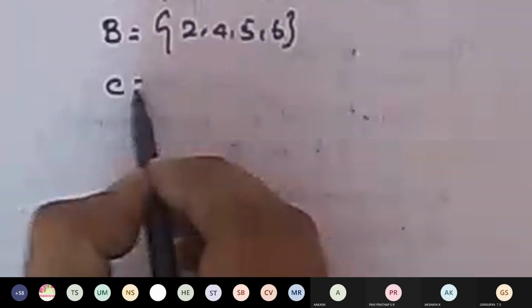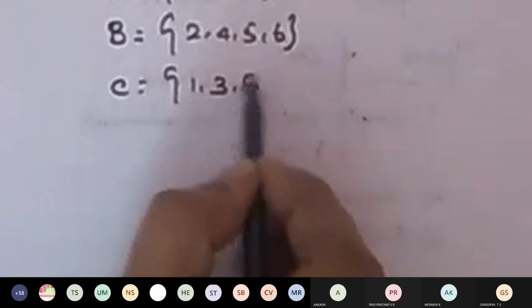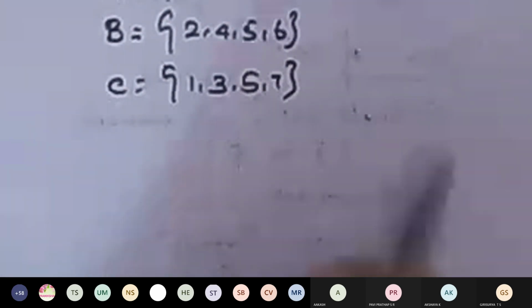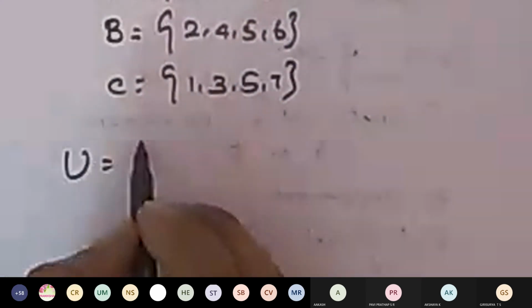Okay. See, set A is 1, 2, 3. Set B is 2, 4, 5, 6. And set C is 1, 3, 5, and 7. Consider 3 different sets, right? And now tell me whether this U is a universal set to these sets A, B, C or not.